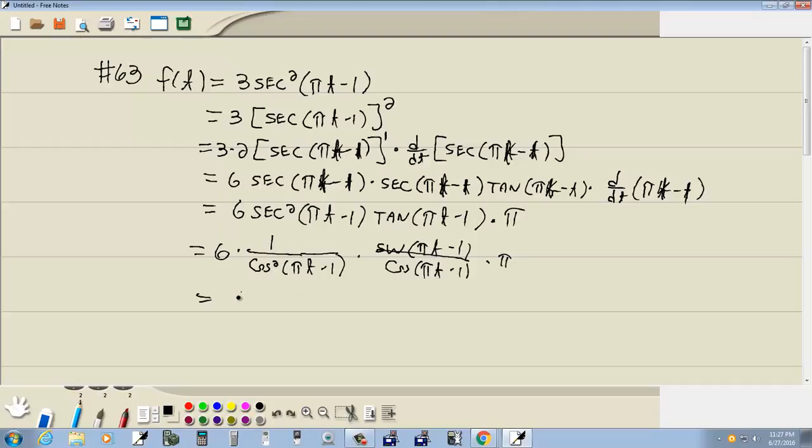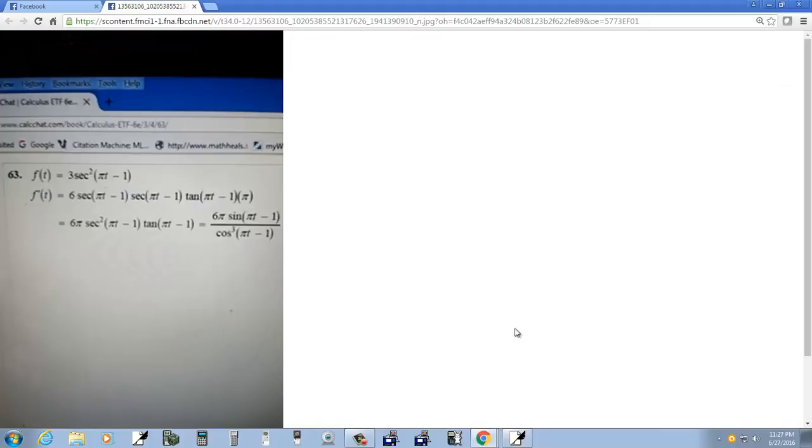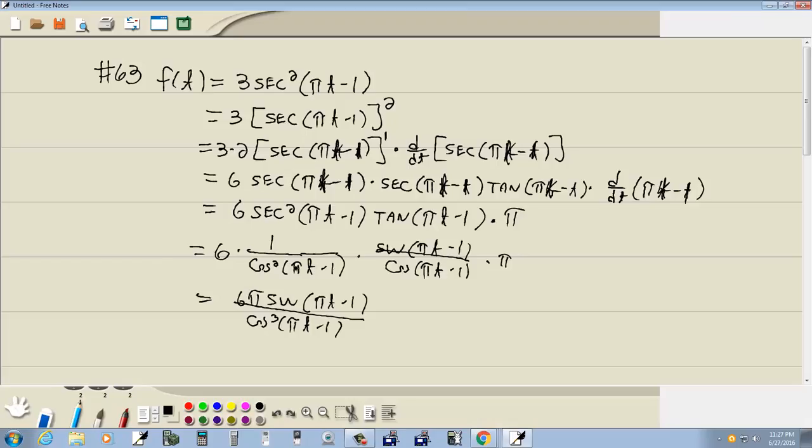So then I got 6 pi sine of pi t minus 1 over cosine squared times cosine is cosine cubed pi t minus 1. And that's how they get that answer.